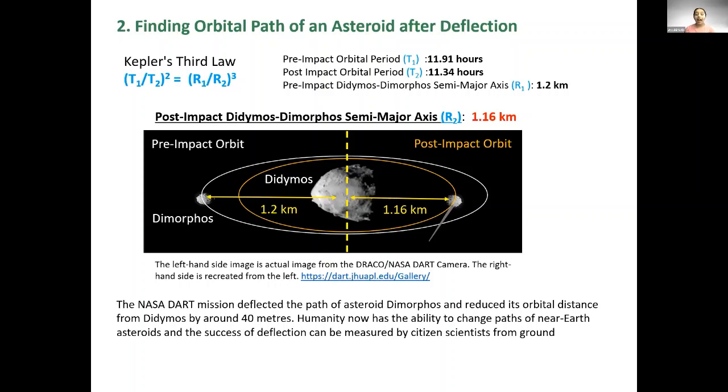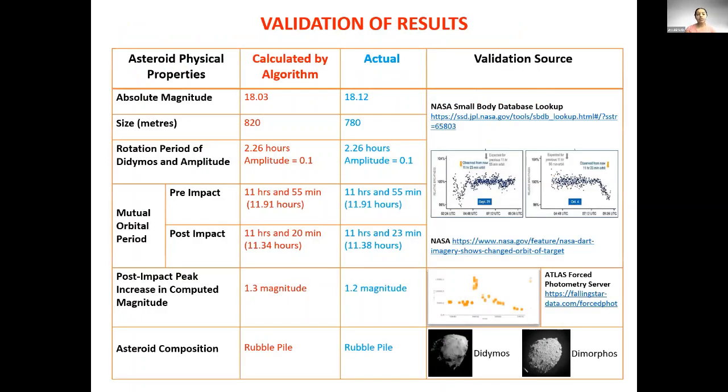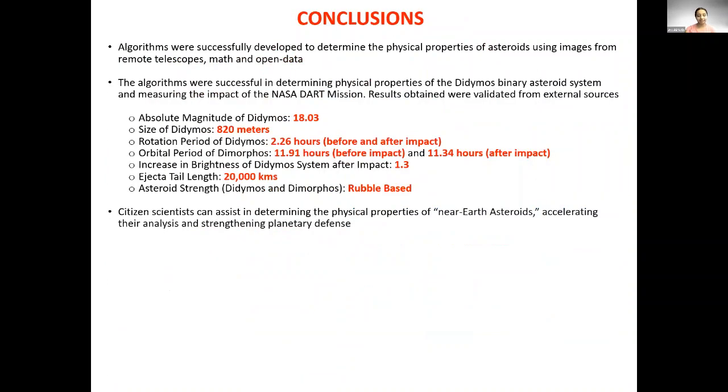This shows that hypothetically, if an asteroid was on collision course with the Earth, we would be able to deflect it. And we have seen the success of the mission here. And all of my results were validated with external sources, such as NASA, and Atlas.